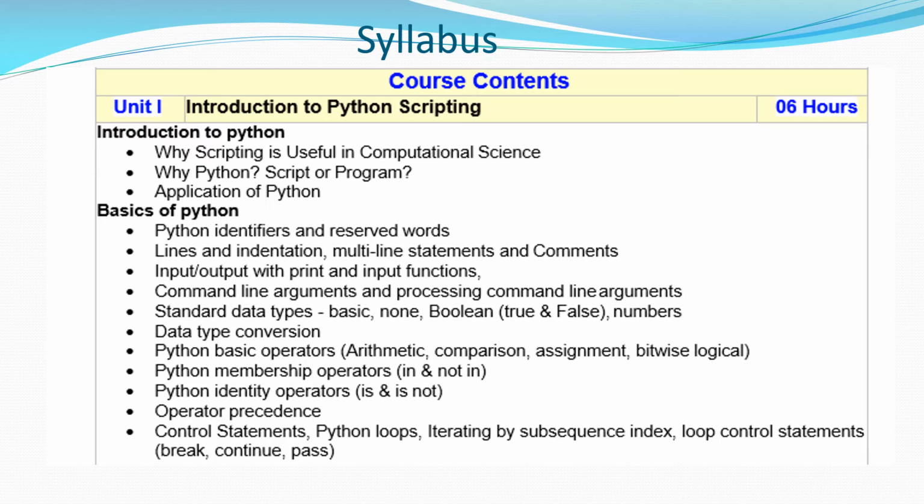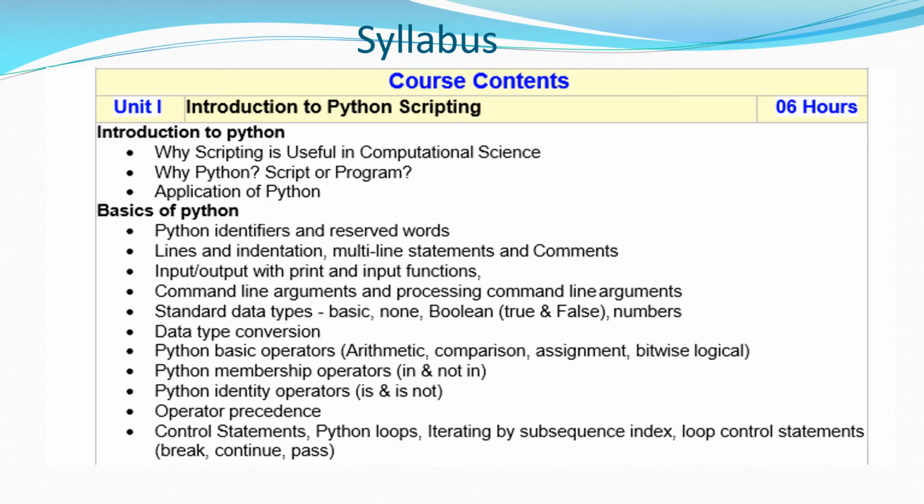This is Python theory syllabus. Python is a high-level, interpreted, interactive, and object-oriented scripting language. In Unit 1, we are going to discuss some introductory part about Python programming language, where we will discuss why Python is useful in computational science, why Python is important, and different application areas of Python.